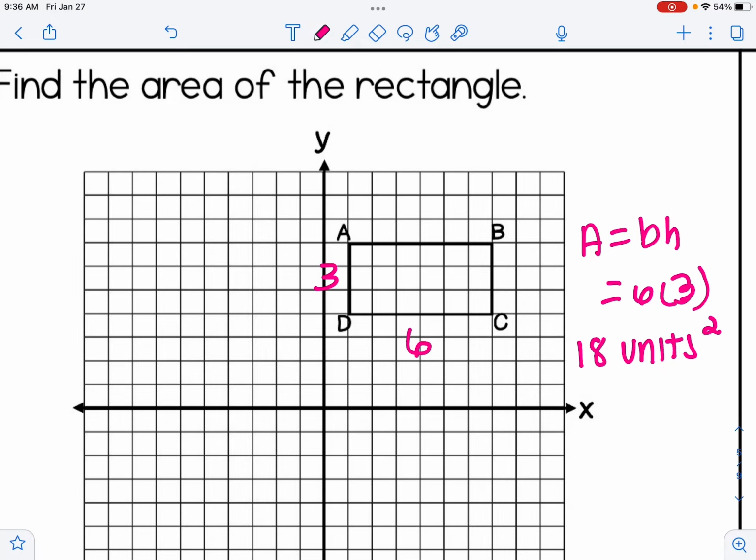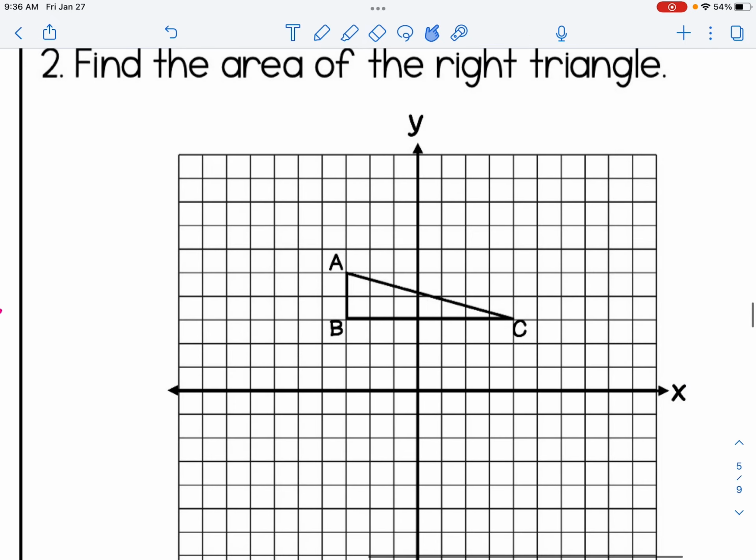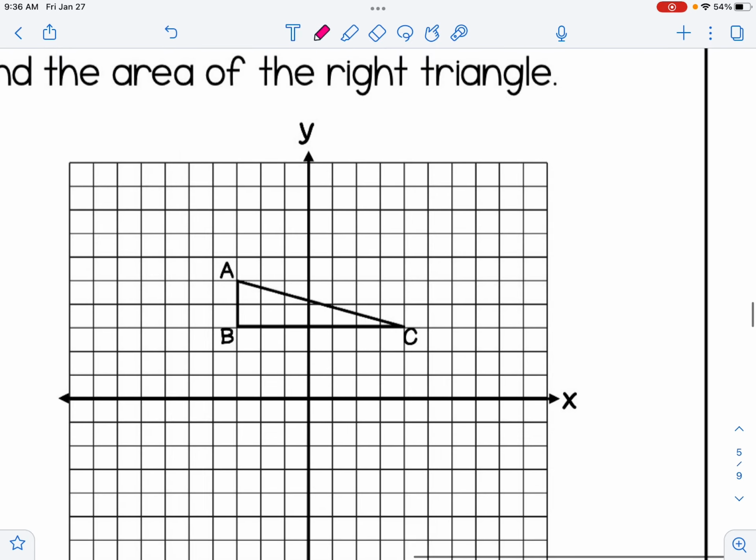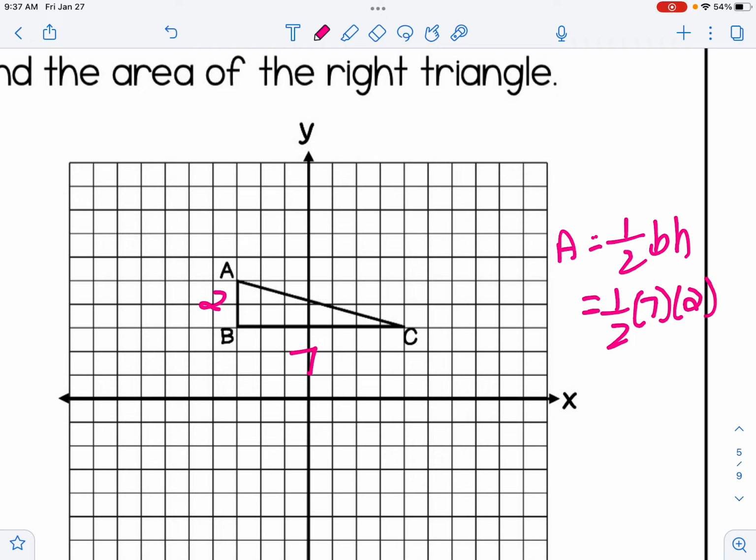Moving on to number 2. Find the area of the right triangle. So area of a triangle is 1/2 base times height. I can see that the base in this triangle is 7 and the height is 2. So I'm going to substitute those values into the area formula. And I get that this triangle has an area of 7 units squared.